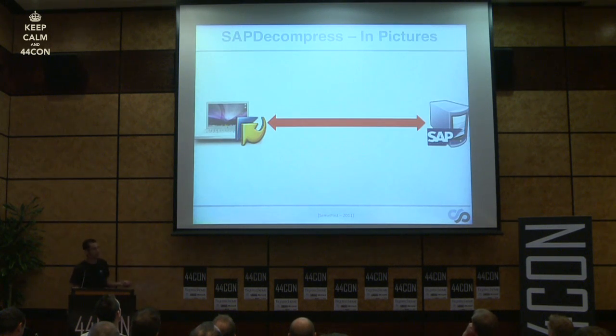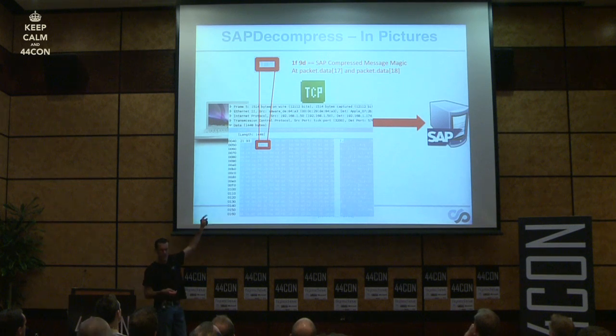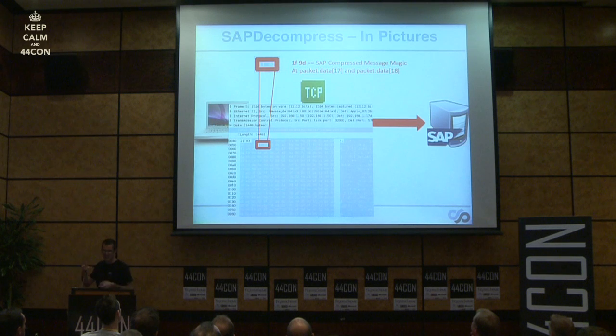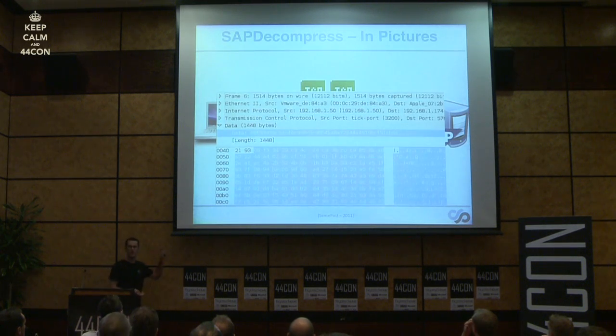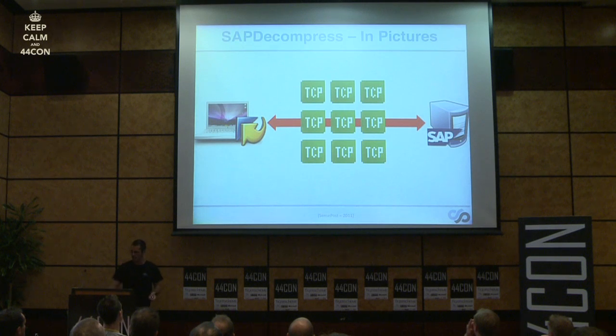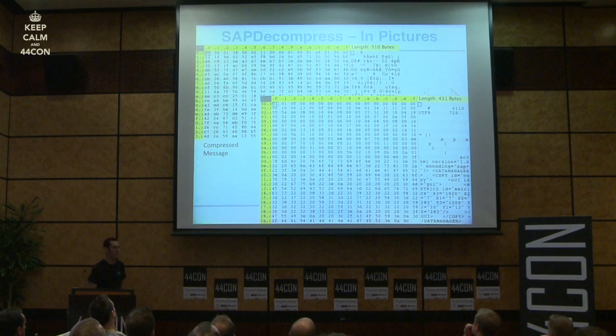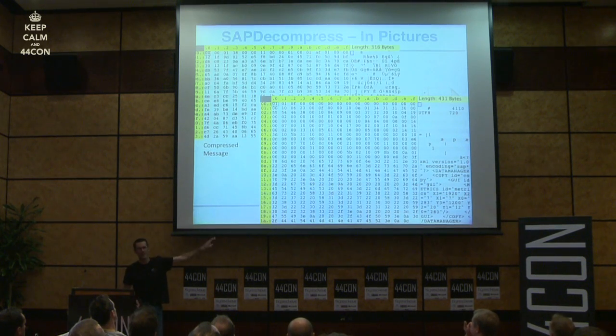So in pictures, if we look at SAP communication between the SAP server and the client, we get our first packet which comes in. Sorry, that's not really clear. Can everyone see that? But basically at packet data 0x17, 0x18, we've got that magic, 1F9D. We now know that is the start of a SAP compressed communication stream. Subsequent packets don't have that magic, so we can carry on building up this message until we've got the complete message, a whole bunch of packets with a whole bunch of information. At this point, we've got a compressed SAP message, which means we can run it through SAP decompress, and we get the compressed information at the top left, and the decompressed information showing on the bottom right over there.